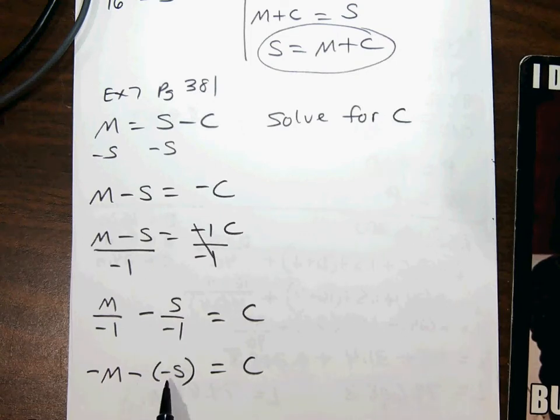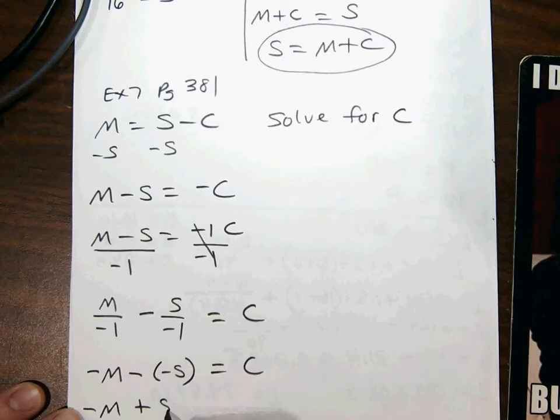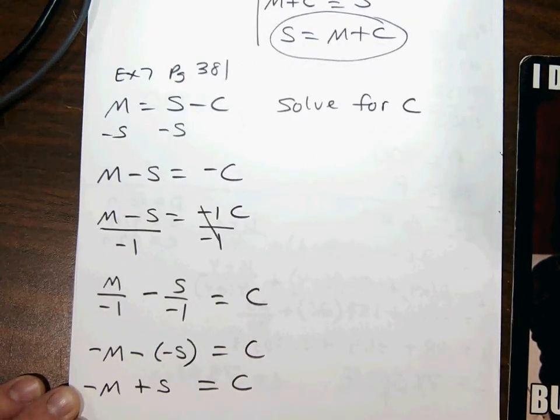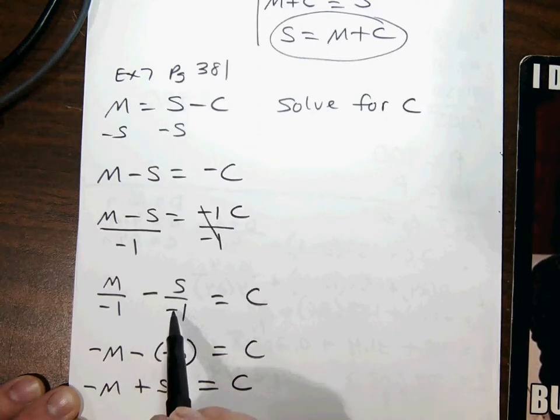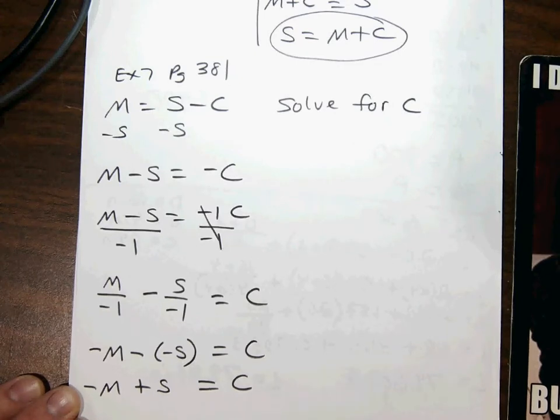Negative plus negative is going to be positive, so it's really negative M plus S equals C. Okay, is everybody cool on that? Now you may have done this in one step. You may have thought of that as a negative S divided by a negative 1 and turned it into a positive S. That's what I would have done, kind of on my own. I'm trying to really walk us through the steps here. Okay, so far so good.